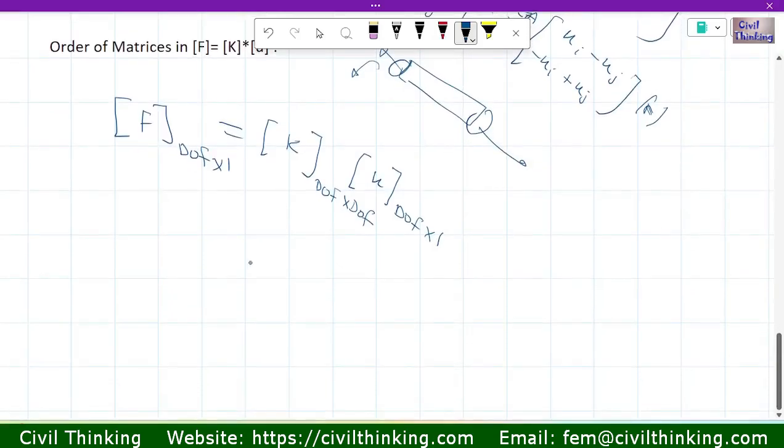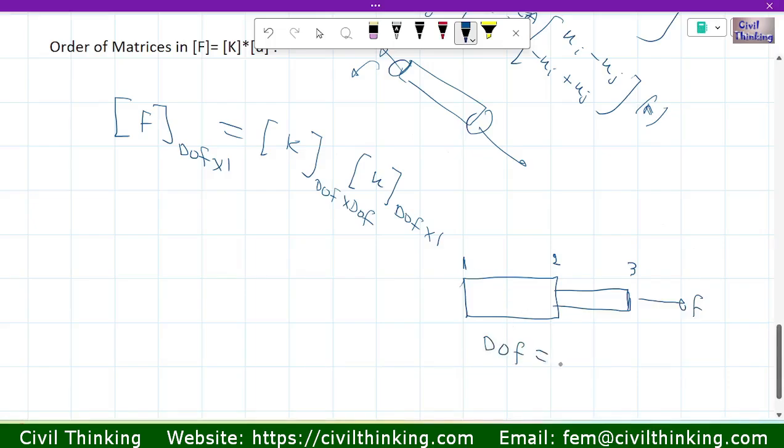So let me take another example here. Let us say we have a bar here, and it has two elements. Let us say the number of nodes here is 1, 2 and 3. Now let us say a force F is acting here. What will be the total number of nodes? And the degree of freedom is what? Total nodes times the degree of freedom of each node, right?